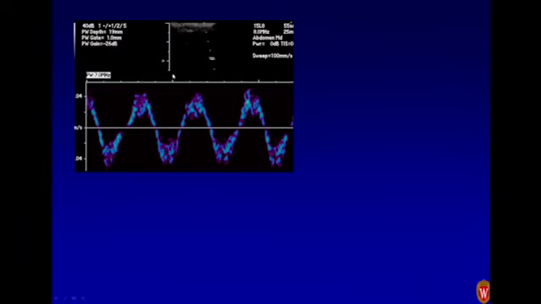All right, here, this is a phantom. It's a block of gel, and all I'm doing is I'm moving my transducer back and forth across the block of gel.